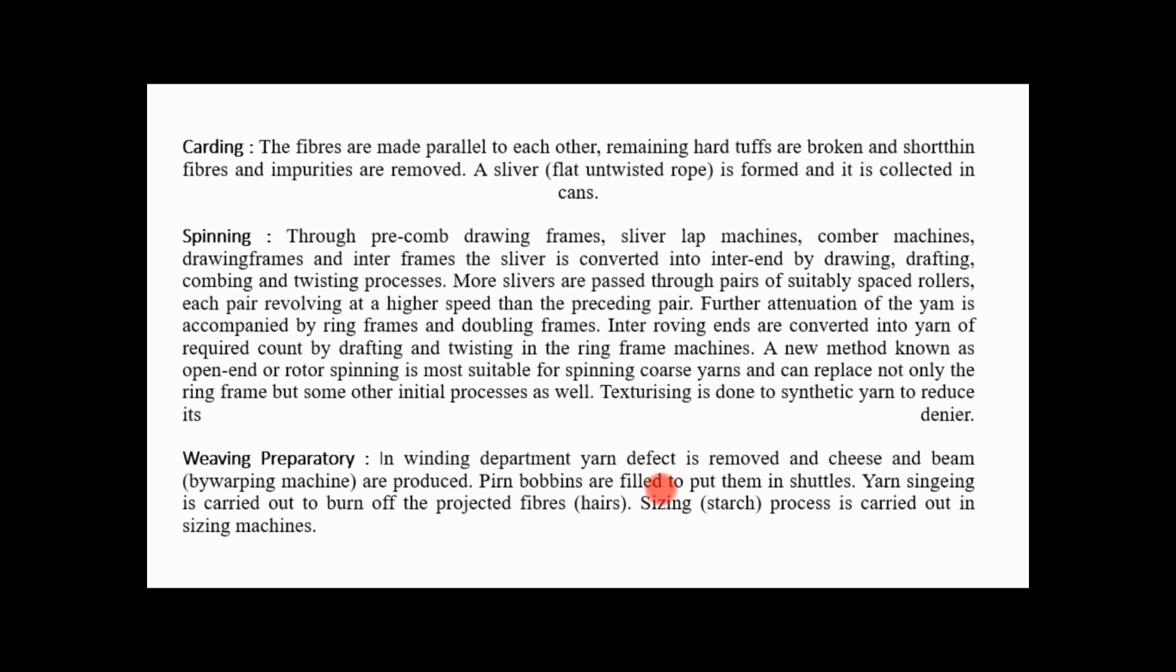Pirn bobbins are filled to put them in shuttles, and yarn singeing is carried out to burn off the projected fibers, that is called hairs. Sizing, the starch process, is carried out in the sizing machines. So these are the different steps which are covered under this textile industry.